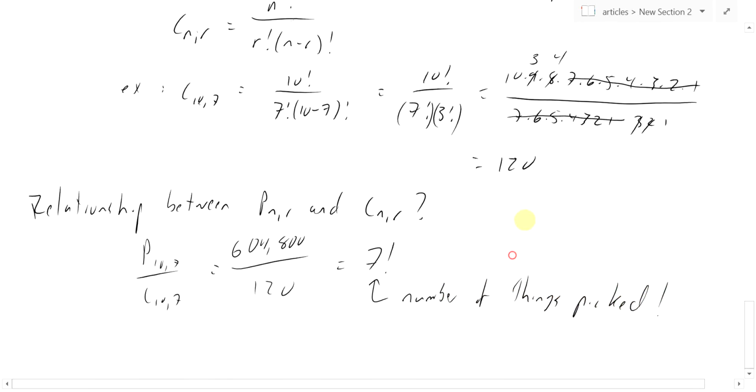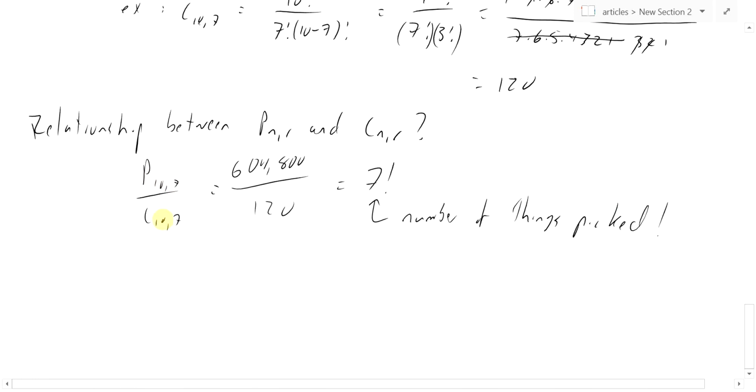Right? And we actually picked 7 things. So if I take P(10,7) over C(10,7), I get 7 factorial. In general, well, before we do the general, let's actually see why this happens.